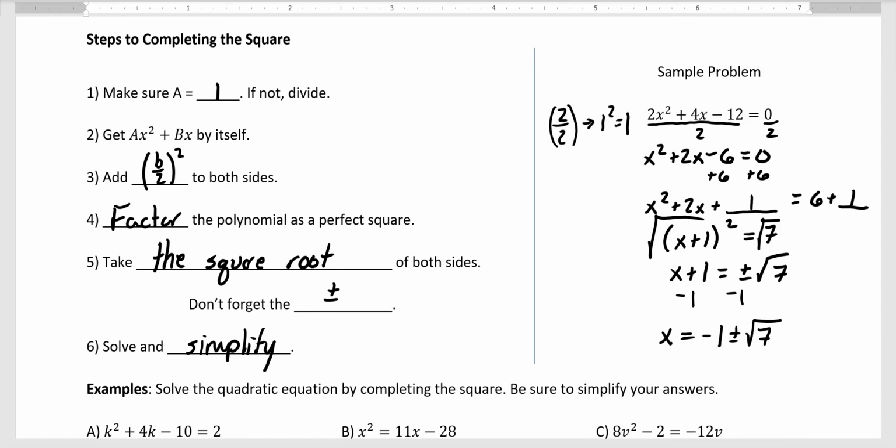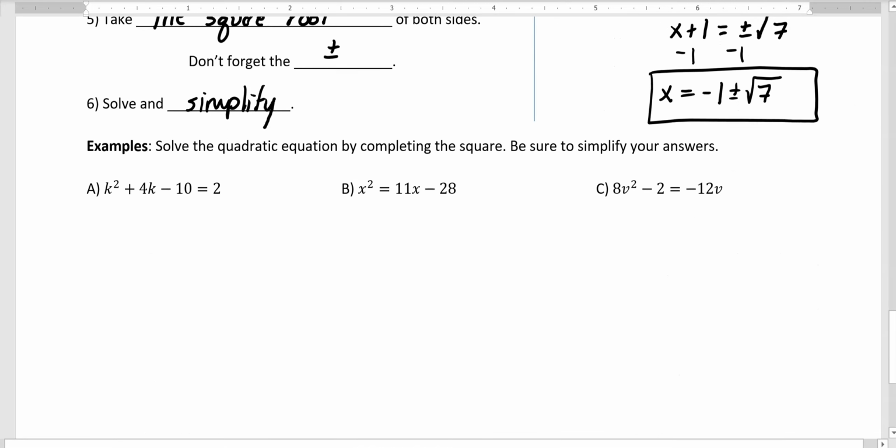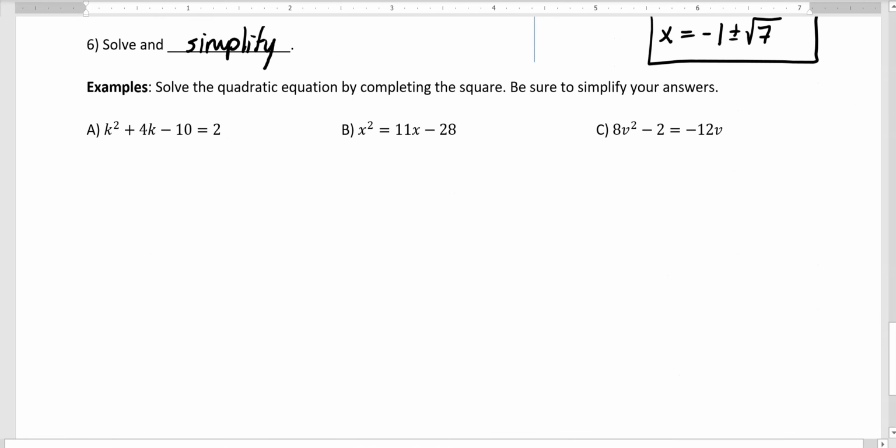And there we go. That is how we can solve a quadratic equation by completing the square. So let's do some samples here. This first one, k squared plus 4k minus 10 equals 2.